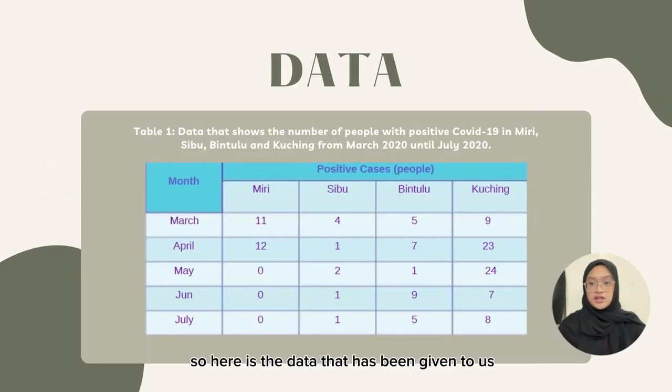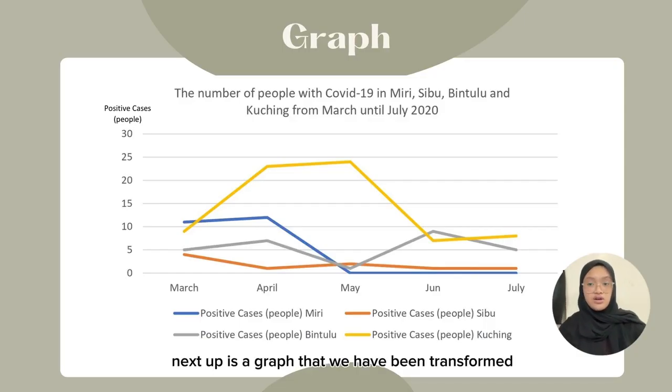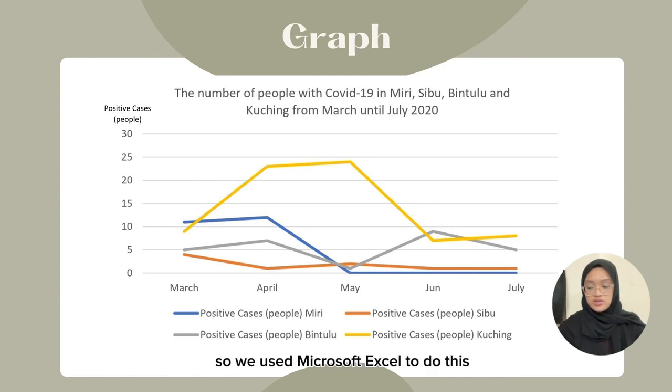So here is the data that has been given to us to transform into a line graph. The data is about the number of people with positive COVID-19 in Miri, Cebu, Bintulu, and Kuching from March 2020 until July 2020. Next up is the graph that we have transformed the data into, a line graph. We used Microsoft Excel to do this.